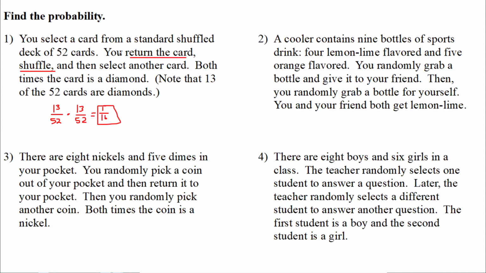Okay, a cooler contains 9 bottles of sports drinks, 4 lemon lime, 5 orange. You randomly grab a bottle and give it to your friend, then you randomly grab one for yourself. You and your friend got lemon lime. So the probability of getting lemon lime is 4 out of 9. Okay, once you grab one and give it to your friend, now there are 3 lemon limes left out of 8. So if we multiply those together, we get 12 out of 72, which is going to be 1/6, right?